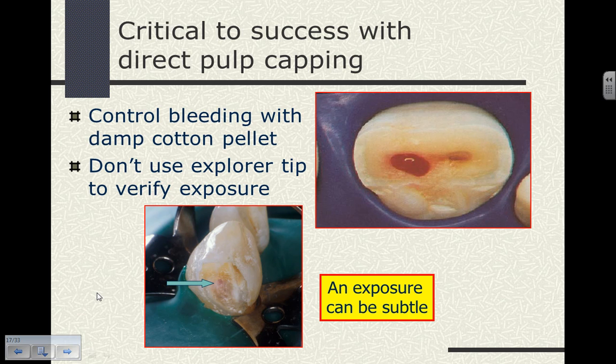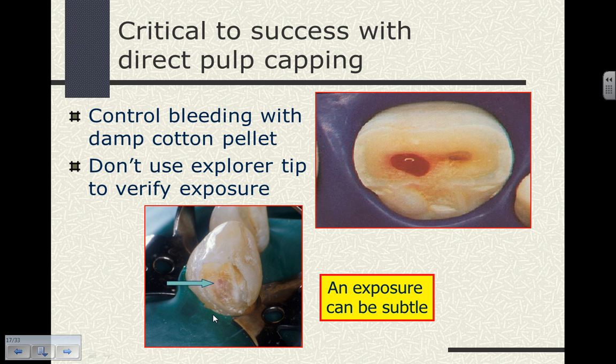We want to control bleeding with a damp cotton pellet. We can control bleeding with sodium hypochlorite on a cotton pellet. In fact, the clinical protocol for doing direct pulp capping would be to control hemorrhage with a cotton pellet wetted with sodium hypochlorite, the same sodium hypochlorite that you use when you're doing an endodontic procedure. Don't use an explorer tip to verify the exposure. In this case, for the maxillary canine in this image, there's a pulp exposure. It's very subtle. I'm not going to poke in it and get it to bleed like the image in the upper right-hand corner. I can see I have a pulp exposure.